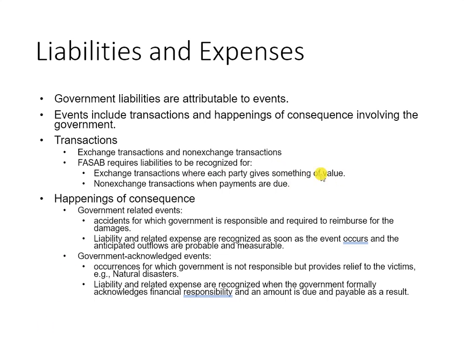Right? So if the government purchases some goods, when those goods are delivered, the government recognizes a liability, because the other party gives something of value. And for non-exchange transactions, the government is going to recognize a liability when the payments are due. For example, we're going to talk about that, this applies to social security payments. The government is going to recognize the liability when the social security payments are due. Okay.